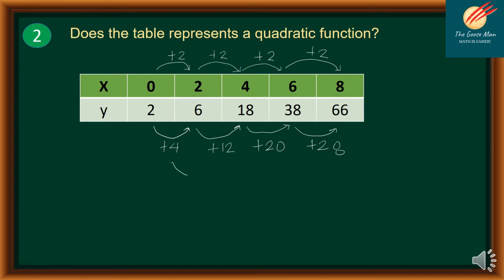So we have here, if you add 4 and 8, we have actually 12. Also, 12 plus 8, we have 20. Also, 20 plus 8, we have 28. Now, we have the same differences on the second layer. So therefore, we can say that this is a quadratic function or quadratic equation. So, let's write here quadratic function.